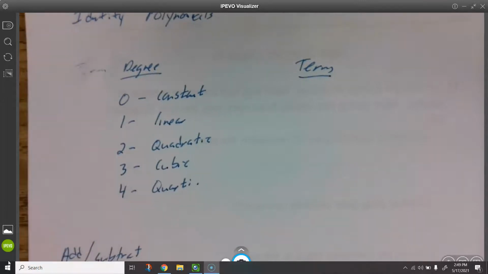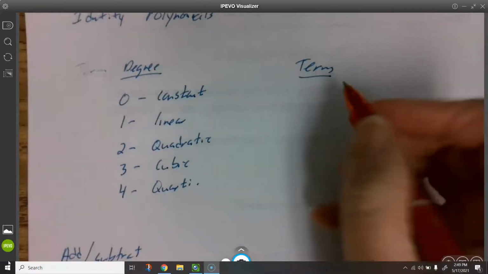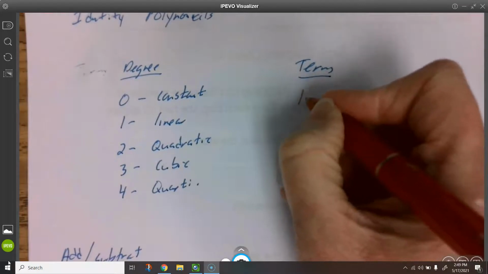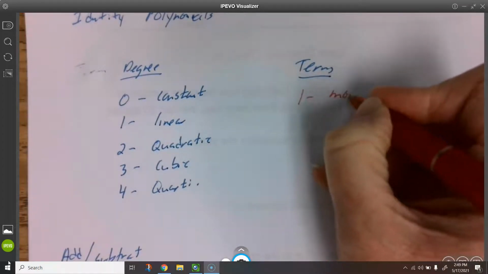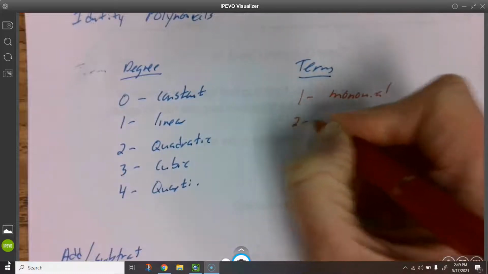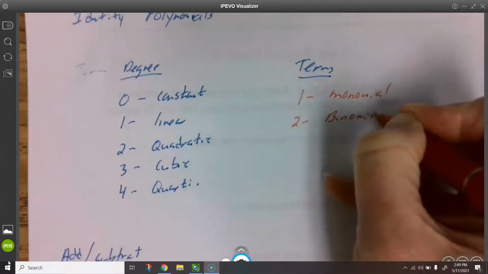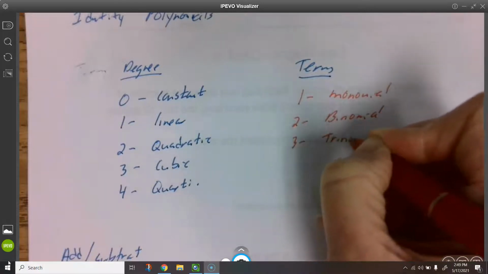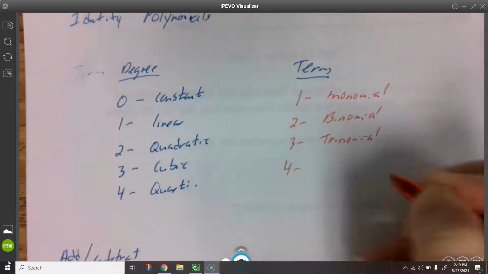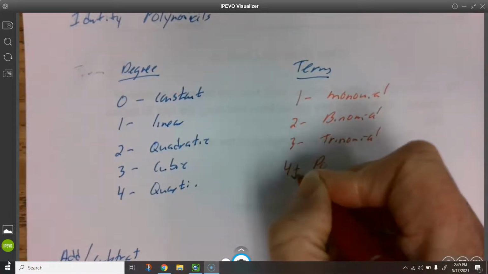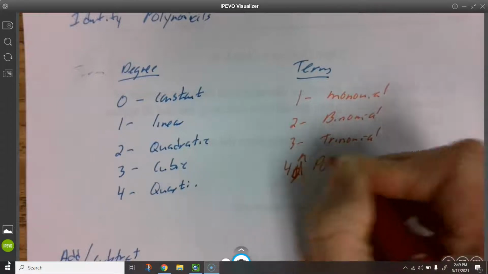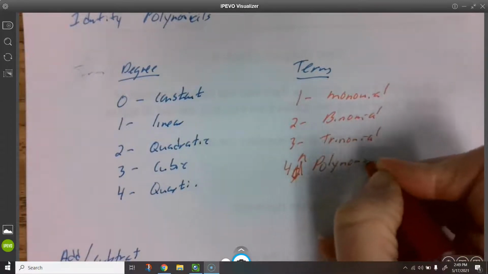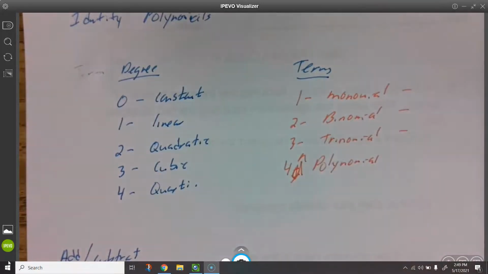Very similar to the test where you have to name which one is like a quadratic binomial or something like that. Okay, so now if I have one term, that's going to be a monomial. 2 terms, right? Binomial. 3 is a trinomial. 4 and up is a polynomial. These are the only 3 that have names.